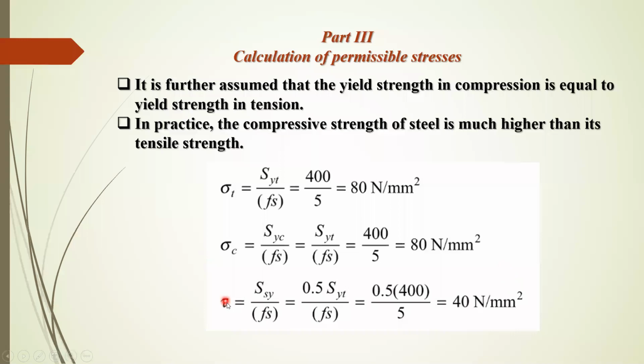And we know the yield shear strength is equal to 0.5 times SYT, yield strength in tension. That is the empirical relation. So we have to take 0.5 times SYT divided by factor of safety. By considering that, the permissible shear stress becomes 40 Newton per mm square. By this only we can calculate the permissible stresses.